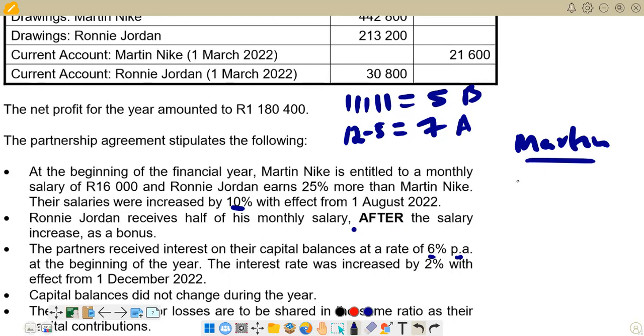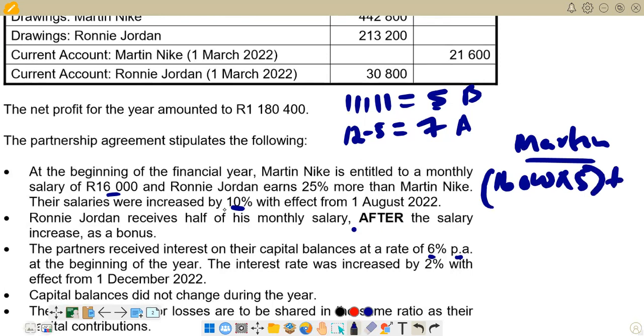Martin's salary. So for Martin's salary, we have a monthly salary of 16,000. So this is monthly. Before the increment, we have 5 months. So we are going to say 16,000 times 5. Here we say 16,000, then we multiply by 5. That is before. Then we are going to add after the increment.